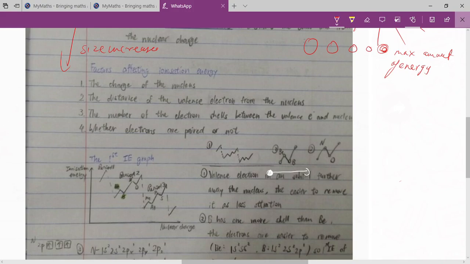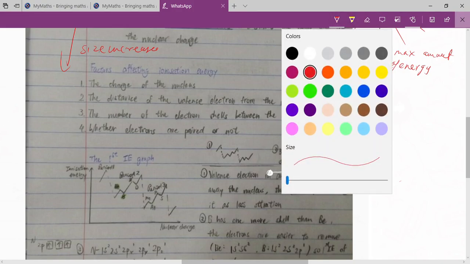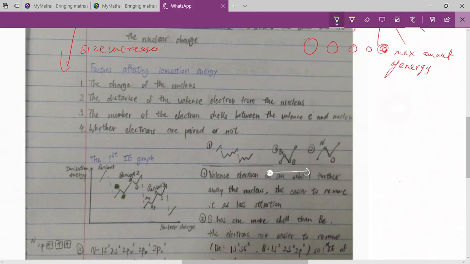So the question I have is a two-part question. One more important thing. Very, very important question. Write down the factors affecting ionization energy or ionization potential. I have to memorize these. It will come as a 2 marks question. Yes, that's true. I have to memorize these questions.